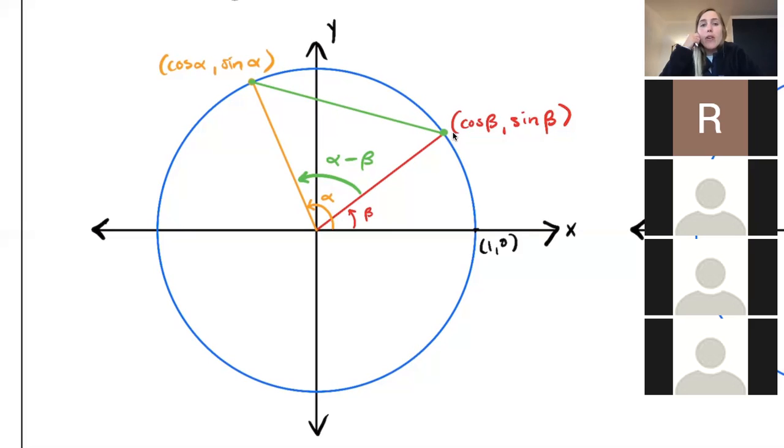There's also an angle in quadrant 2 that I have named alpha. And the point on the unit circle that corresponds to that angle is cosine alpha, sine alpha, right? Because we are in the unit circle. The circle centered at the origin that has a radius of 1.